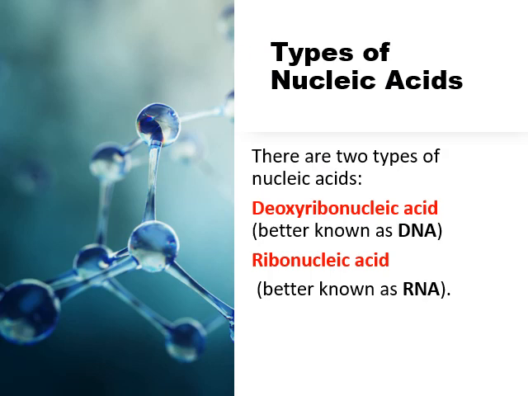We have two types of nucleic acids. We have the deoxyribonucleic acid, which is also known as the DNA, and we also have the ribonucleic acid, which is better known as the RNA.